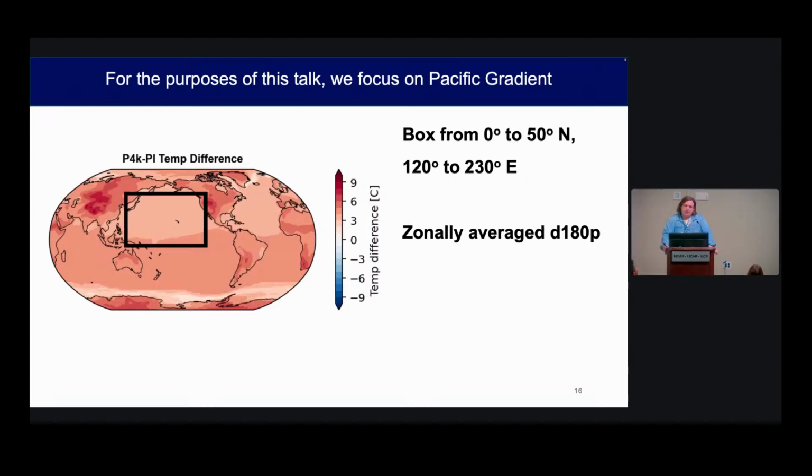Again, we're focusing on the North Pacific and the gradient of isotopes in this region. So the figures I'm showing will be zonally averaged from this box, and here are the lat-long coordinates if you like. We've done some tests with different boxes. They're interesting, but you know.